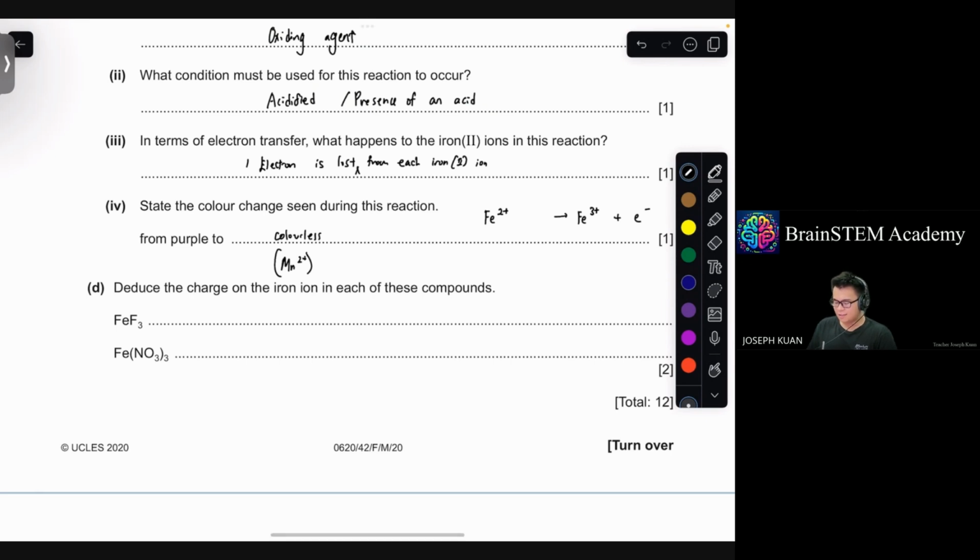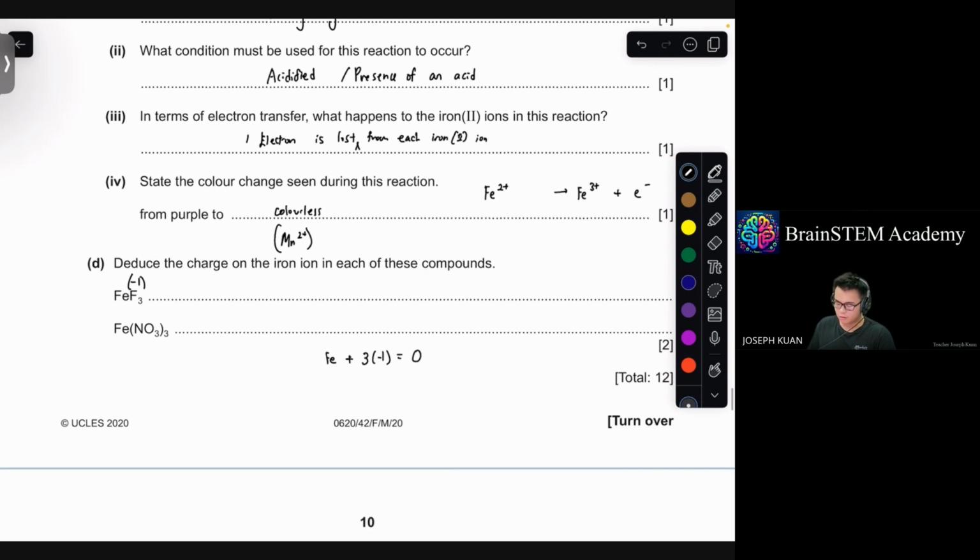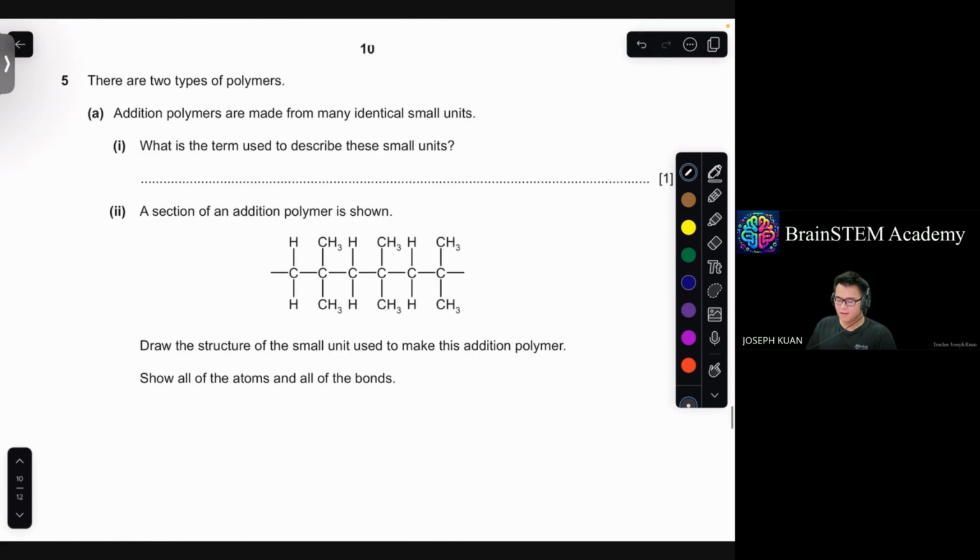All right, D, deduce the charge of the iron ion in each of these compounds. So let's figure that out. Fluoride is -1. So essentially you have to do your maths. Fe oxidation number with 3 -1 fluorides carries the overall charge as 0. So the oxidation number of Fe will be +3. Similarly, that goes with nitrates, which also carries a -1 charge. So a similar calculation applies. So the charge of the iron ion is also the same for iron 3 nitrate.